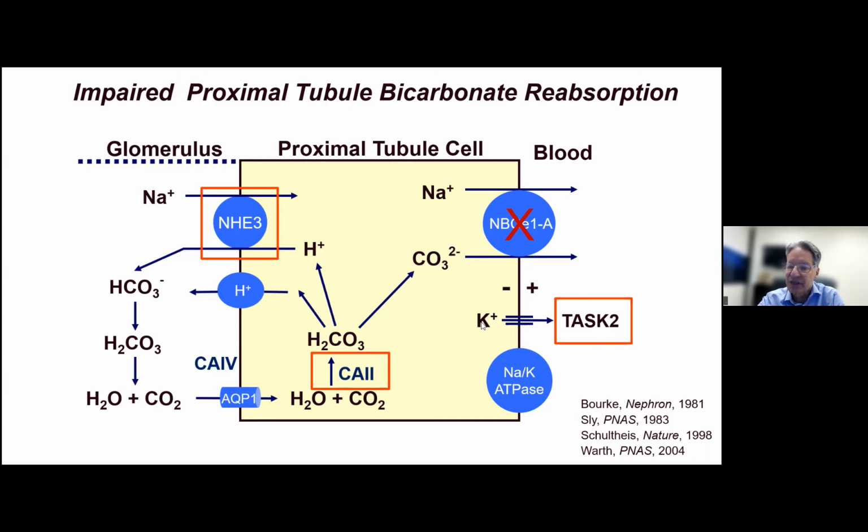TASK2 is one of the K channels in the basolateral membrane. It's been knocked out in mice, and they get a proximal RTA, also not because NBC1A is not working. They can't generate the voltage across the basolateral membrane as much. So instead of it being, let's say, minus 50 or 60 millivolts, it'll be depolarized. It'll be minus 30 or minus 40. And that slows down the transport of NBC1A, which, as I mentioned, must see a normal voltage here to transport the sodium and carbonate out of the cell normally.